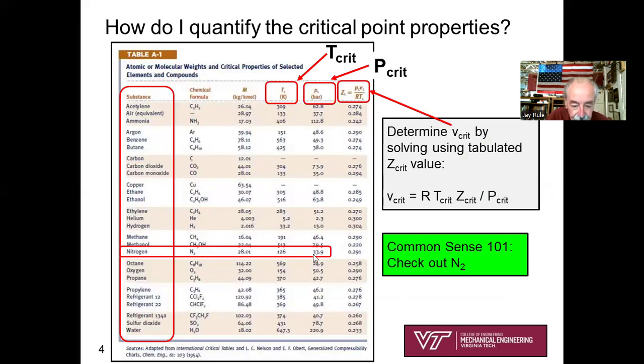Critical pressure, 33.9 bar. Okay, well, that's going to be 3390 kPa, which is 3 megapascals. That's a pretty high pressure. Okay, so cold and a pretty high pressure. All right, so keep that in your mind.